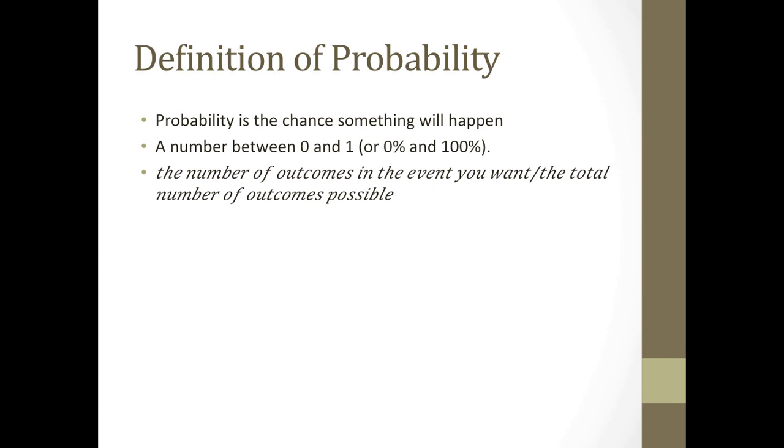First of all, the definition of probability. Probability is the chance something will happen. It's a number between 0 and 1, or 0% and 100%. It's the number of outcomes in the event you want divided by the total number of outcomes possible.